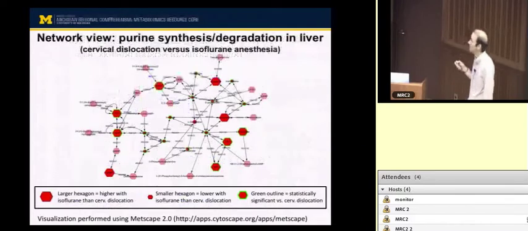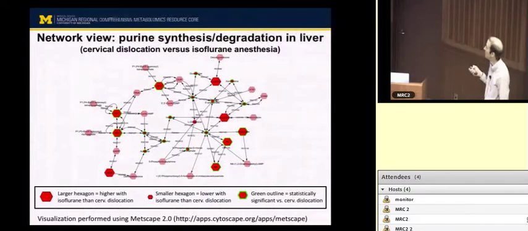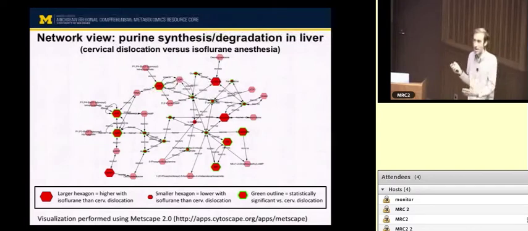When you look further downstream, one of the cellular responses to elevated AMP levels is to get rid of the AMP, ideally through resynthesis of ATP, but sometimes that's not possible, and so AMP can be broken down into other nucleosides. And so we saw a lot of evidence of purine metabolite degradation in the liver and also in the serum.